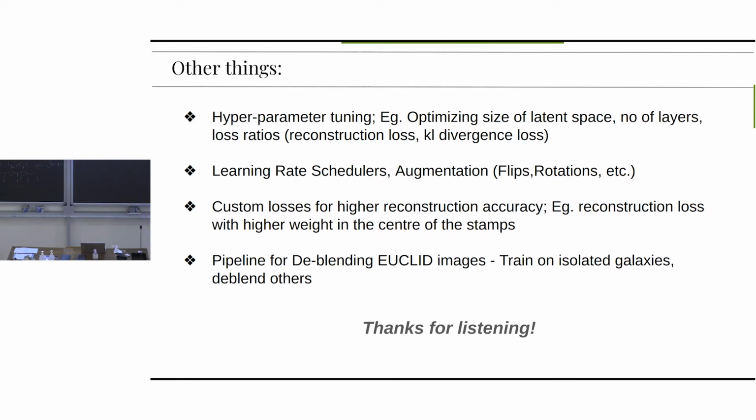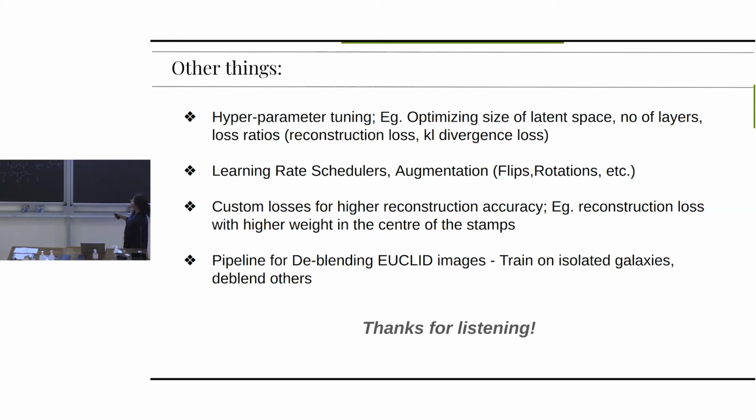There's always a limitation on how much real data you're going to have that's going to be useful. So you can augment them with flips and rotations, because the galaxy's properties are essentially going to be the same, but you have another data set that way.